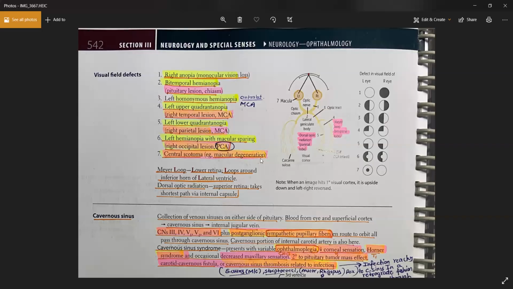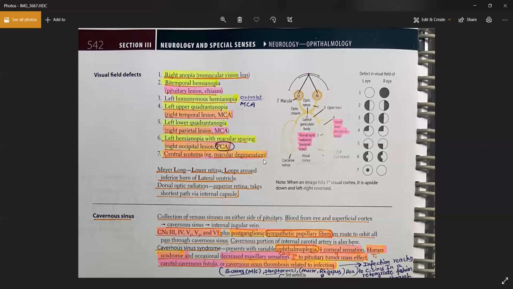Then you have the central scotoma. Whenever you have any damage directly to the retina, macular damage will happen most commonly, and that will lead to the central scotoma, and that happens most commonly in age-related macular degeneration, ARMD, remember? So central scotoma usually does not involve damage to the nerves, right?